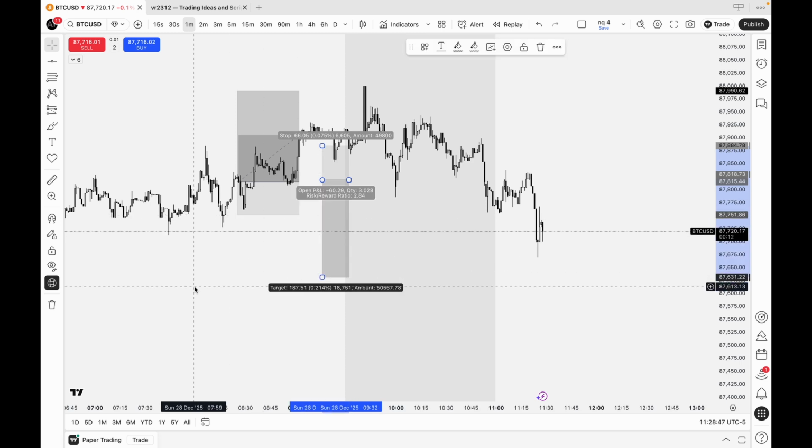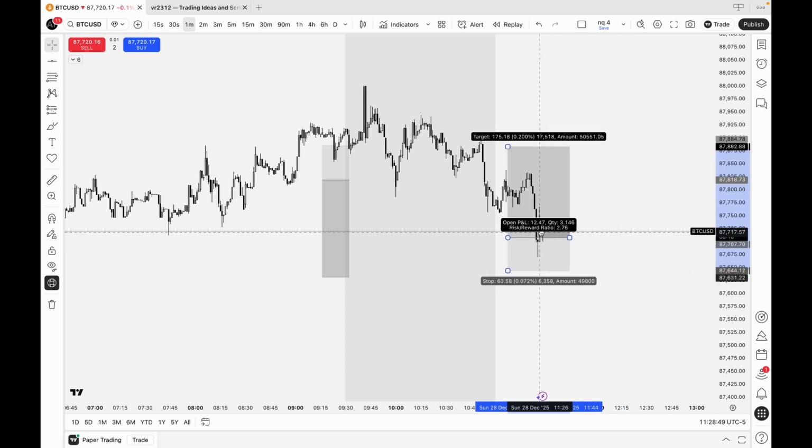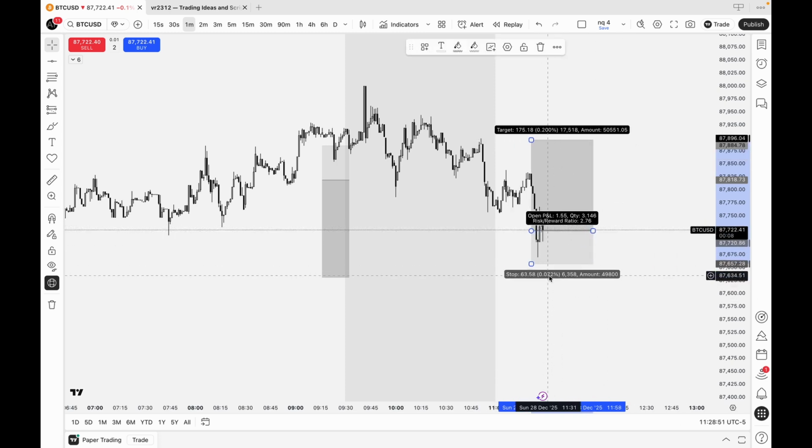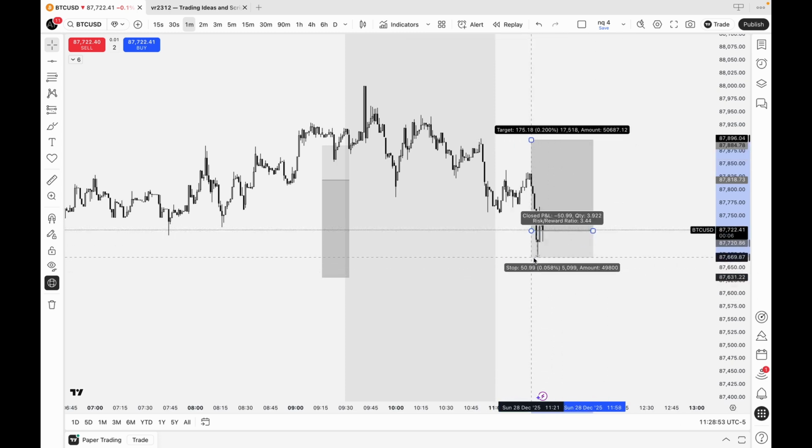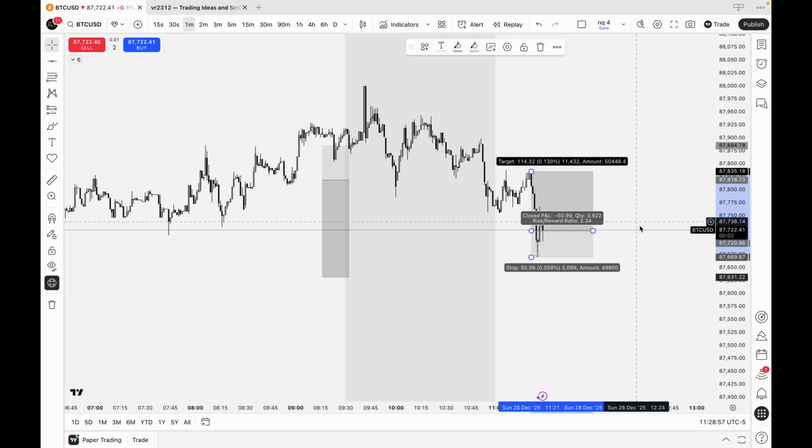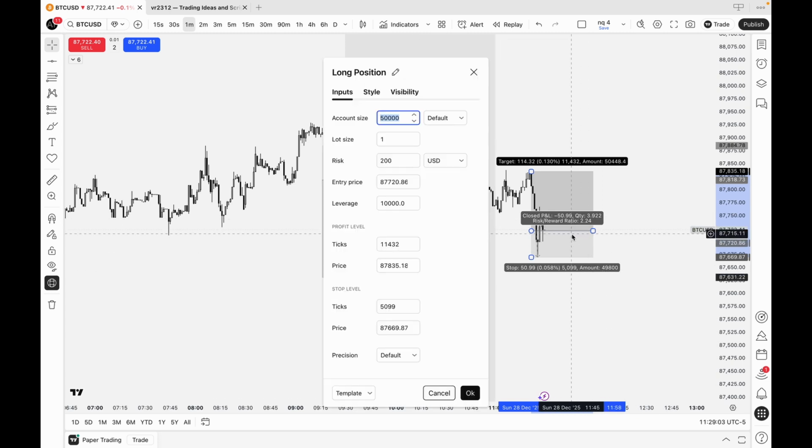So I'm going to drag it. For example, if I want to take a buy position, I'm going to drag this bottom half to where I want my stop loss to be and the top half to where I want my take profit to be. So let's say I'm risking $200 on this trade. That means no matter what happens, the maximum loss I can have on this trade is $200.